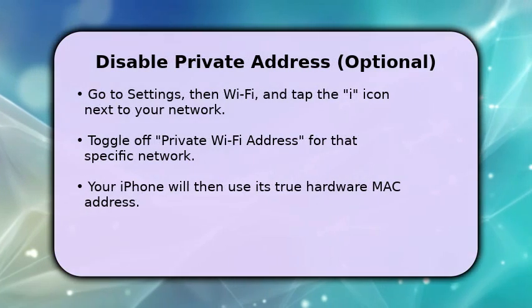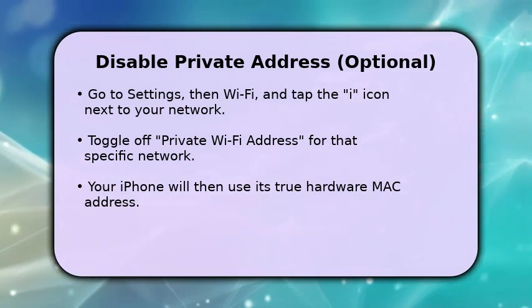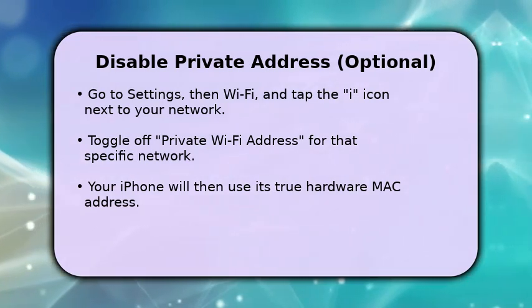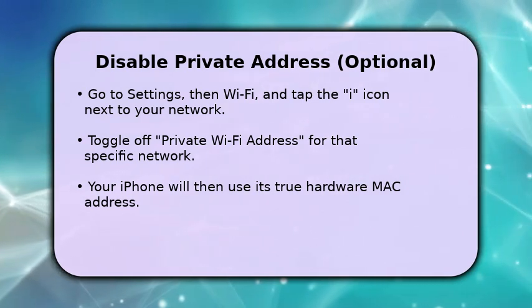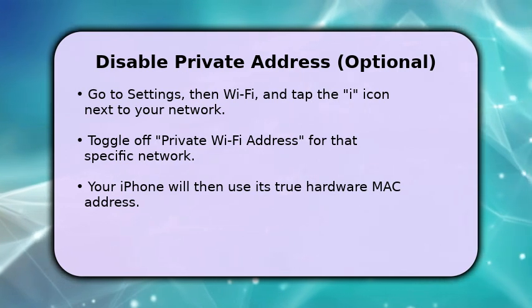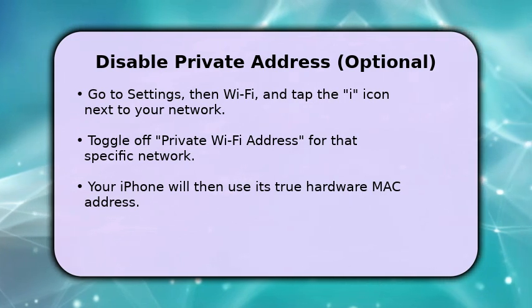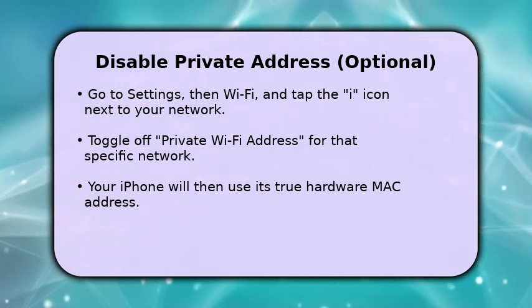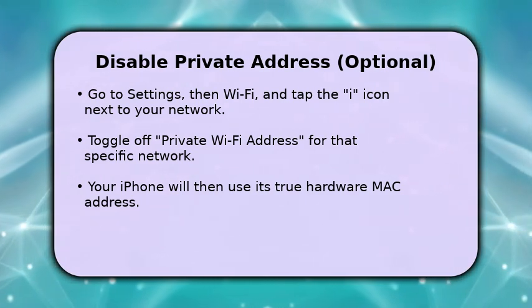If a specific network requires your iPhone's true hardware MAC address, you can disable the private address. Go to Settings, then Wi-Fi, and tap the small I icon next to the network name. Here, you will find a toggle for Private Wi-Fi address. Simply switch this off. Your iPhone will then use its consistent, physical MAC address for that particular network connection.